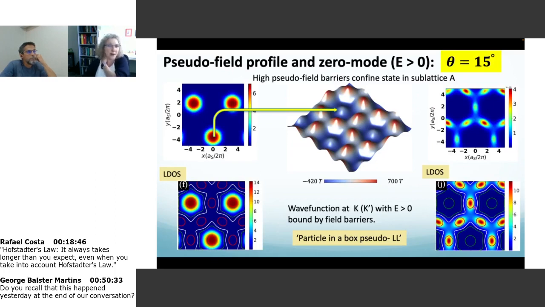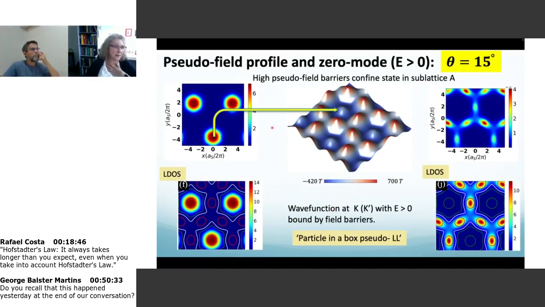When I look at the profile of the pseudomagnetic field, what I see is that the regions where the magnetic field is negative and small, the dip in the magnetic field, is much shallower than the barriers. This tells me that this state that has 0 energy is surrounded by huge barriers, 700 Tesla barriers, and it becomes a particle in a box. I am confining the 0 Landau level here, the 0 pseudo Landau level.